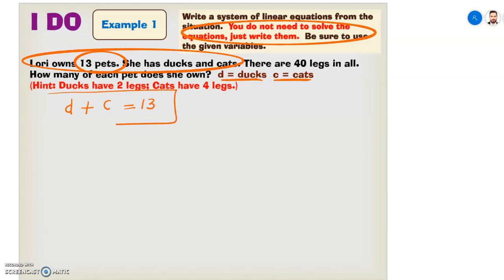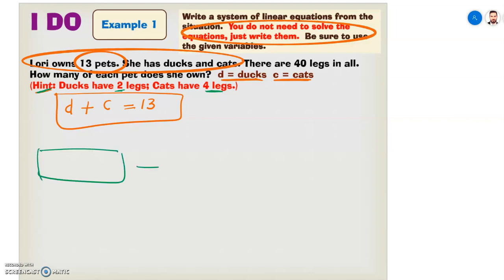Okay, guys, this is our first equation. I hope you understand this equation; if you want me to redo it, I will. Lori owns 13 pets, so all she has is 13 pets. She has ducks and cats. Let me complete it. There are 40 legs in all. This is the second equation. How many of each pet does she own? Here is a hint: how many legs does a duck have, guys? 2. And the cat has how many legs? 4. This is equation number 2.